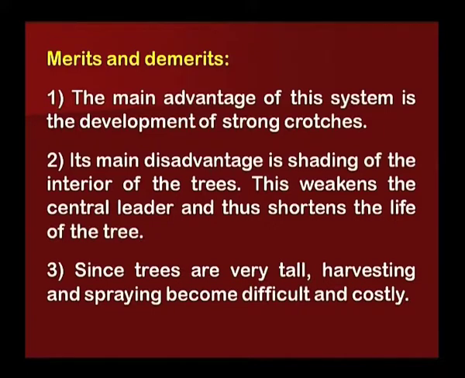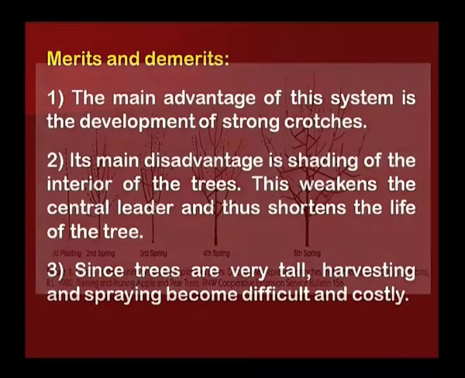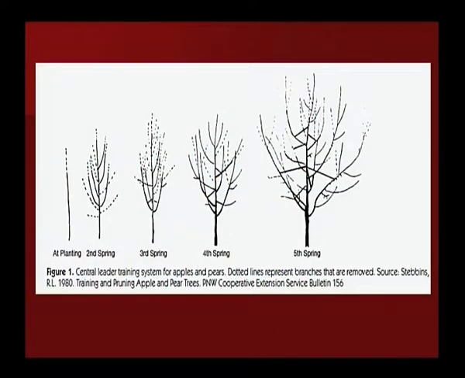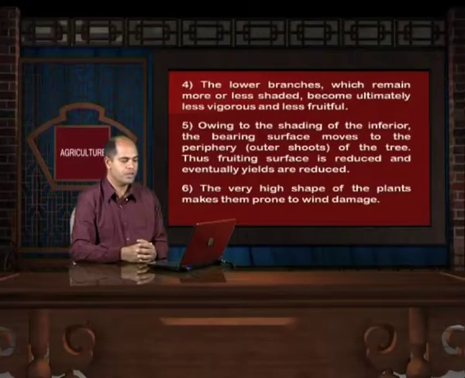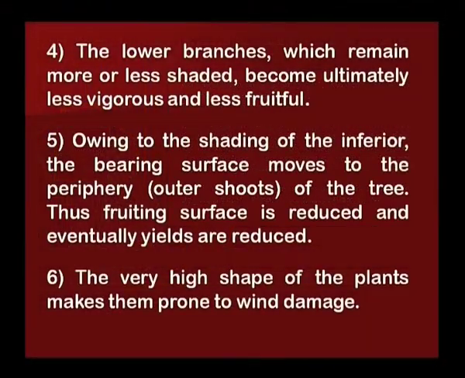Since trees are very tall, harvesting and spraying become difficult and costly. This picture shows the central leader training system for apples and pears. The dotted lines represent branches that are removed. The lower branches, which remain more or less shaded, ultimately become less vigorous and less fruitful.